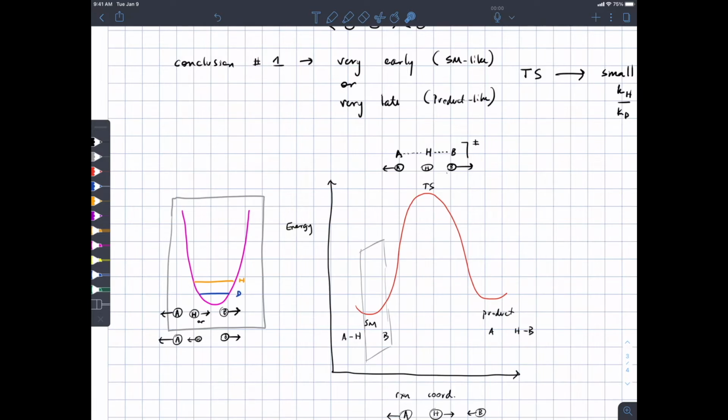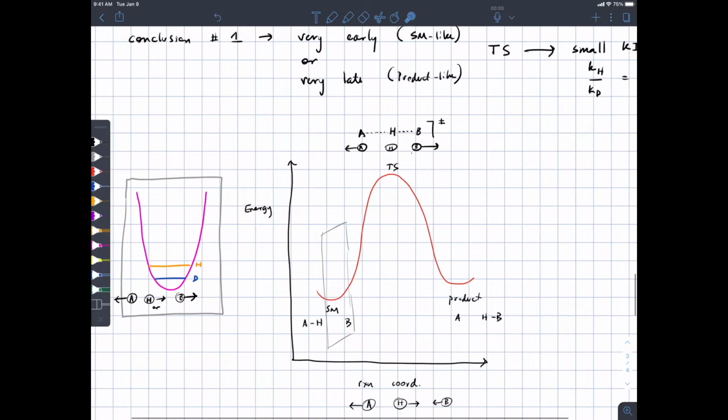I think I want to erase that. This would be like observing bonds stretching between hydrogen and A, and then B is hanging out over here. But in the transition state, because hydrogen is evenly shared between the two, hydrogen is not moving. If the spring is mostly A and B and not hydrogen, then what does that say?